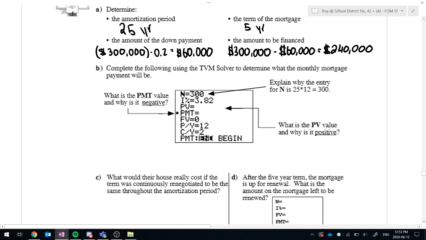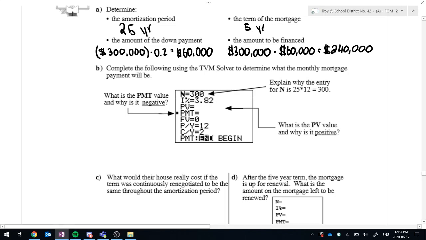Okay, so we see here that a TVM solver window has been started for us. And they're asking us a few questions here. So first one for question B is, let's see, which one do we want to do first? Let's do the PMT value here. What is the PMT value and why is it negative? So what we're going to do for this one here, actually, you know what? Let's do the N one first. Let's start at the very top here.